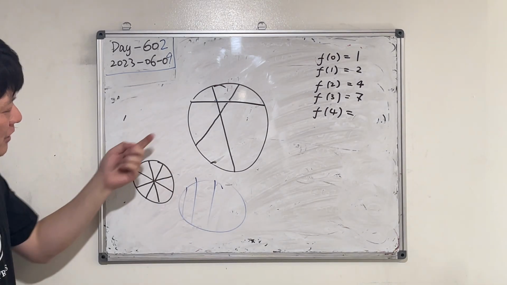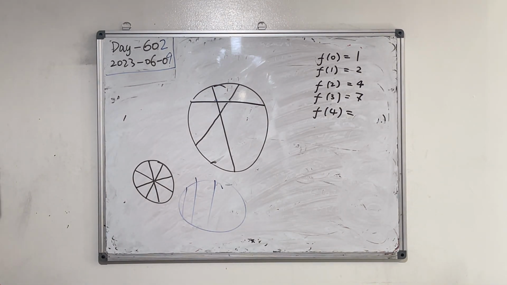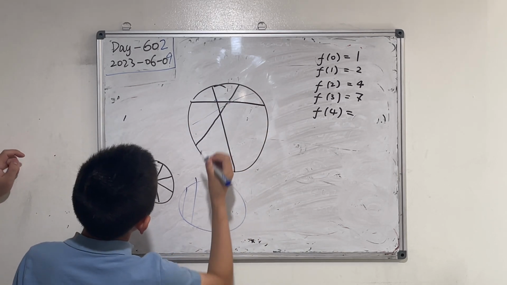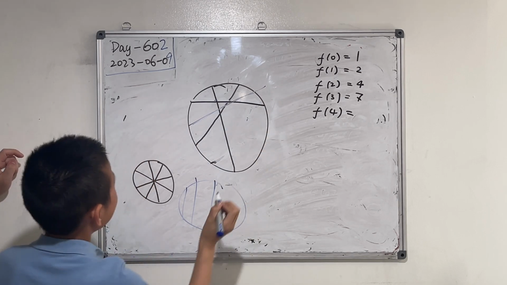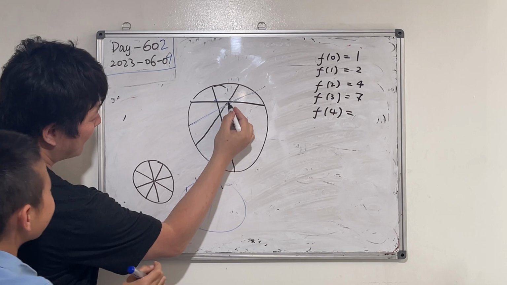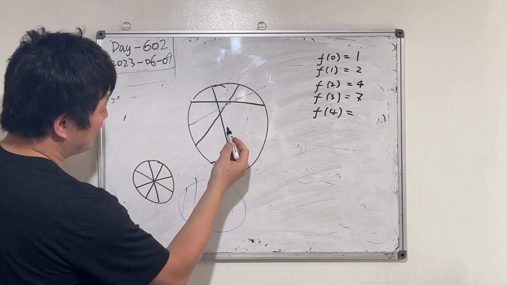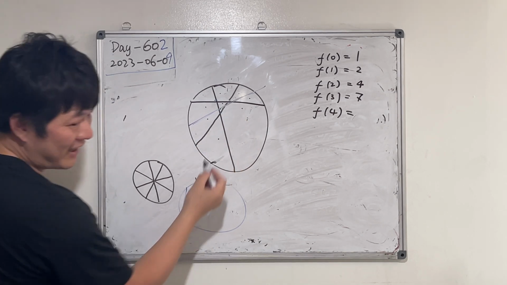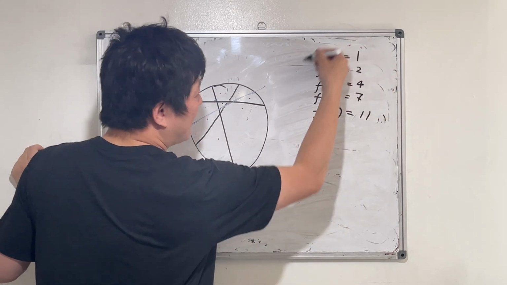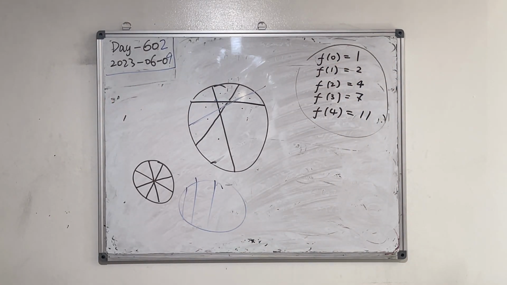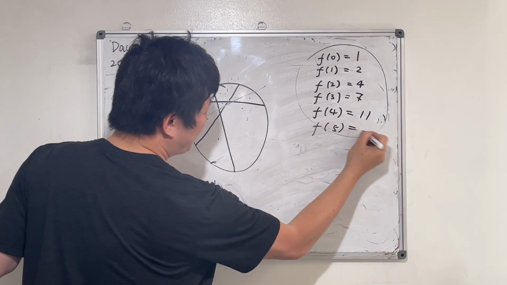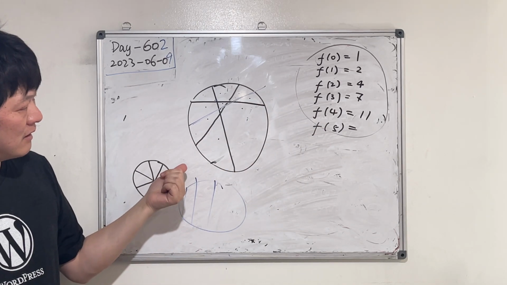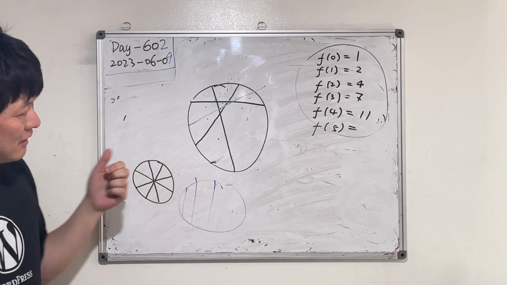How about F4? How to cut the F4? Maybe here? So how many pieces? 1, 2, 3, 4, 5, 6, 7, 8, 9, 10, 11, right? Do you find the pattern here? F5 equals what? Basically 1, then 2, then 4, then 7, and then 11.